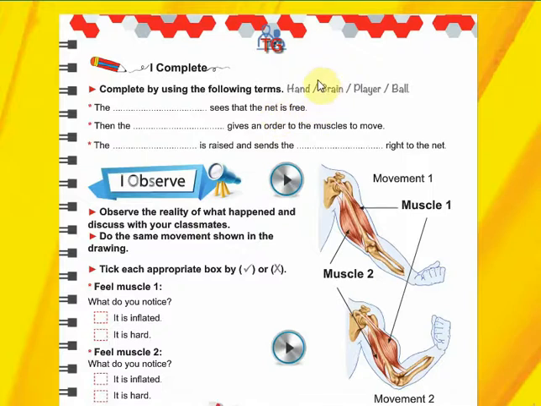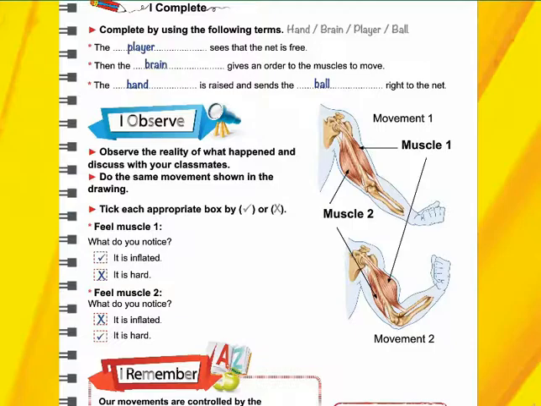Of course هو البرين. اوكي اذا لو قالوا لنا who sends the message to the brain بنقول انه ال eyes send the message to the brain. Okay, but who gives the order? Of course the brain gives the order to the muscles to move. Okay, then the hand is raised and sends what the ball right to the net. Okay, so you have to write here player, brain, hand, and ball.